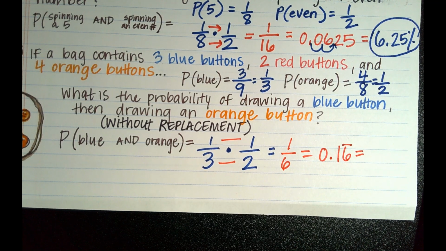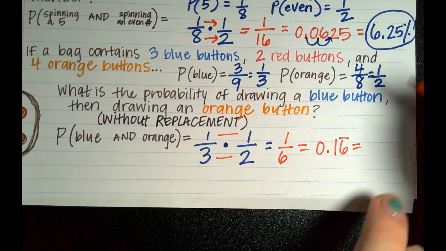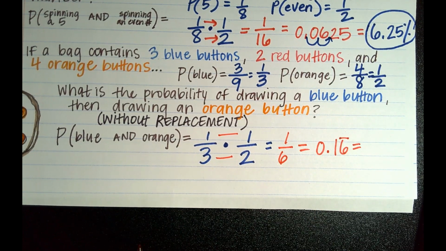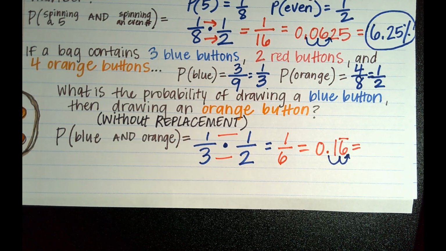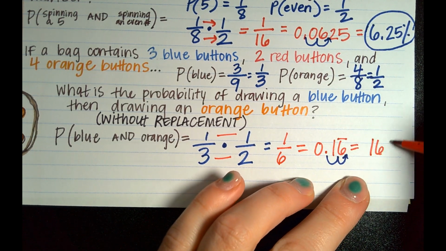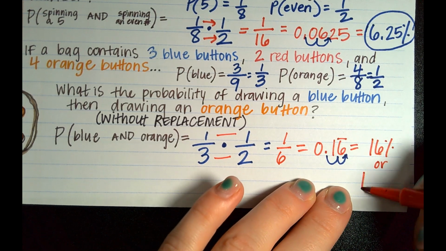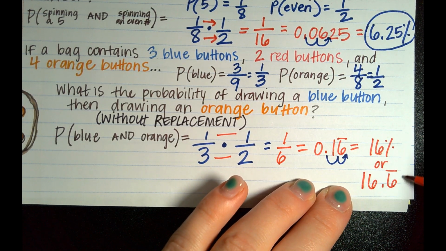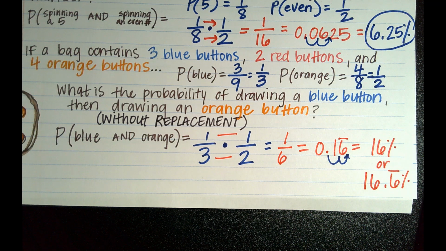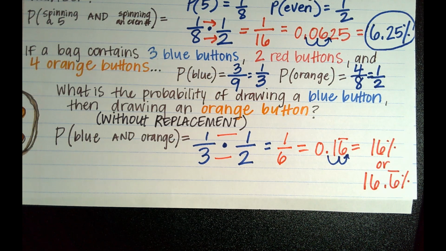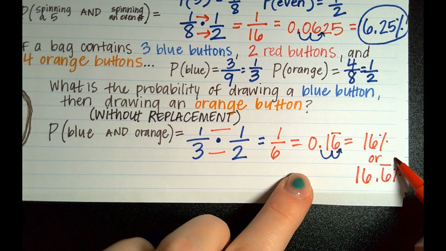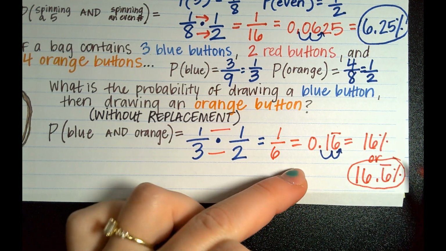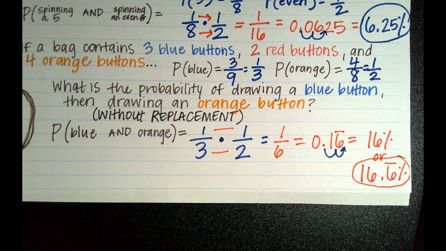And as a percentage, what would that be? 16%. We could also, because that 6 is repeating, either say 16% or 16.6 repeating percent. I would accept both answers. Both are fine. Okay, so there's a little refresher, little review on how we did that yesterday.